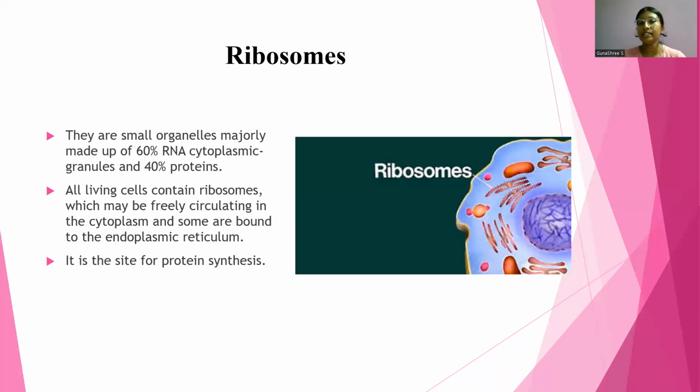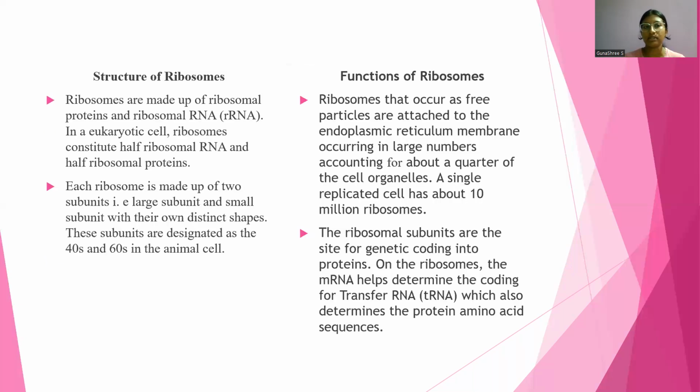Moving on to the next cell organelle, that is the ribosome. These are small organelles that are made up of 60% RNA cytoplasmic granules and 40% proteins. All living cells contain ribosomes, which may be freely circulating in the cytoplasm, and some are bound to the endoplasmic reticulum. So it will act as a site for protein synthesis.